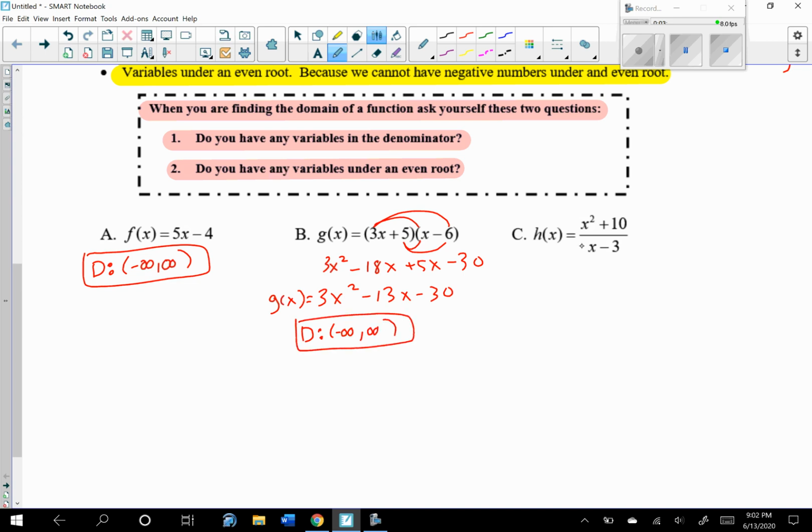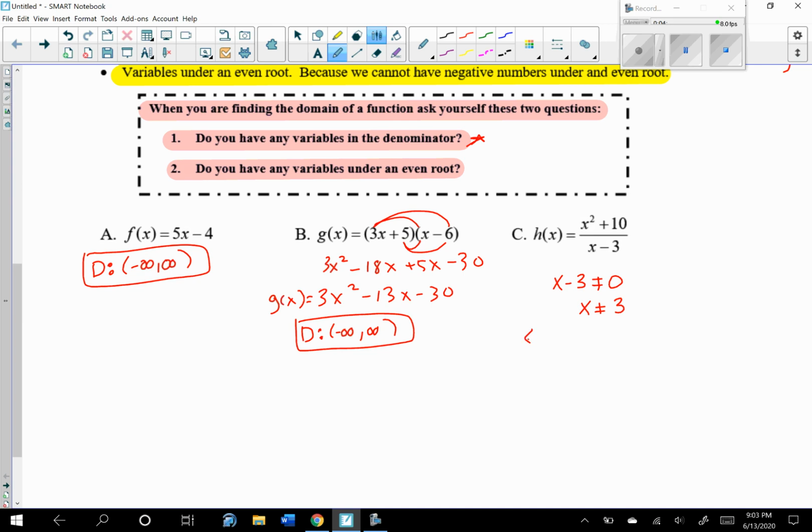Looking at this last one here, we have x squared plus 10 over x minus 3. And so for this, we know that this does have a red flag. It has the first one, which is variables in the denominator, not the second one. So we haven't talked about this yet, but remember we said that we can't have 0 in the denominator. So if you have variables in the denominator, you just basically take what's there and set it not equal to 0 and solve. So in this case, you get x is not equal to 3.